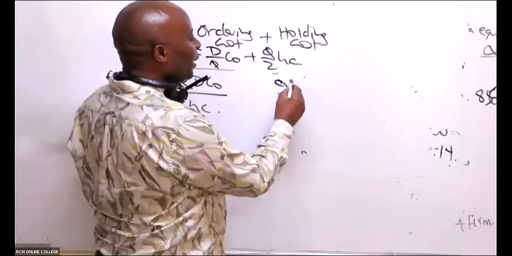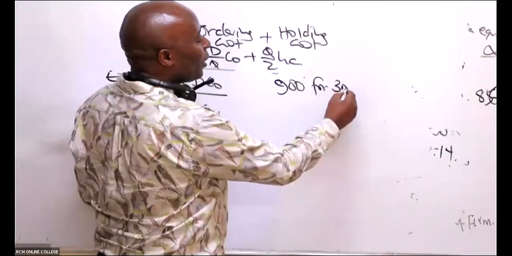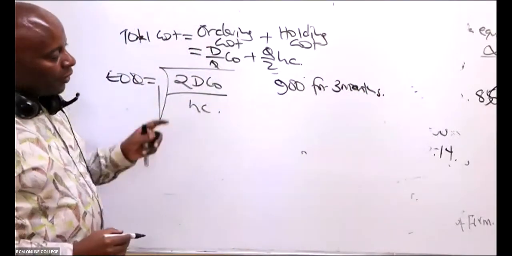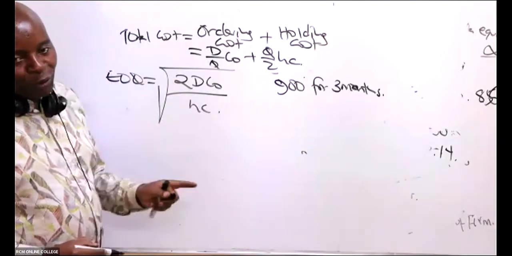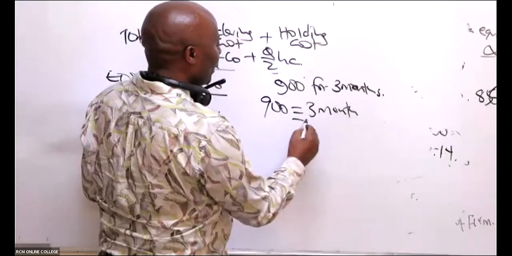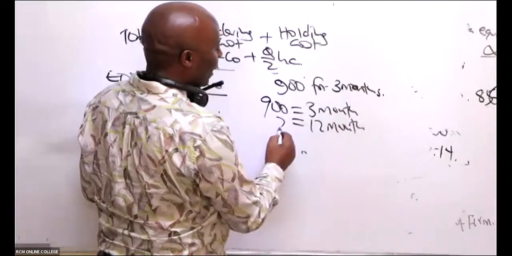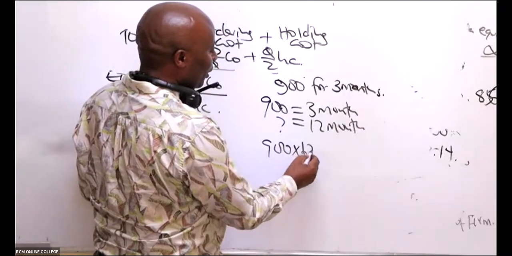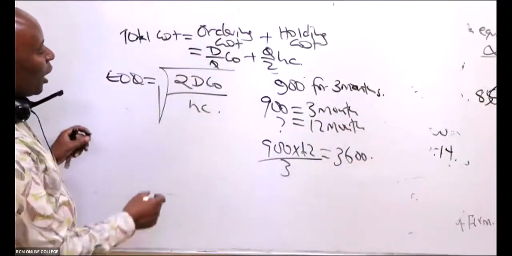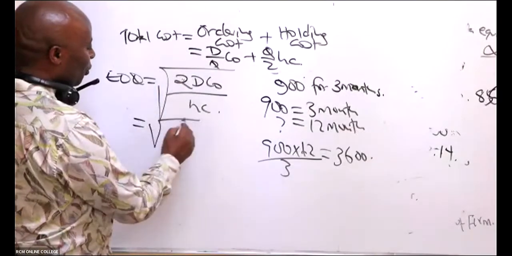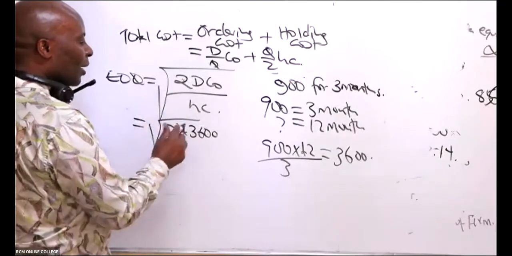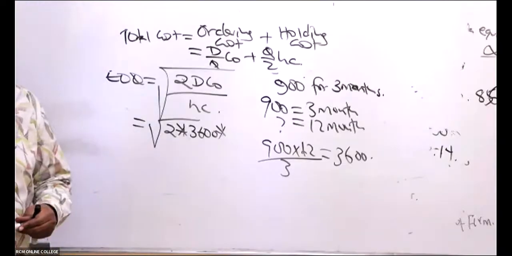They told us that currently they are acquiring 900 units, which are able to serve them for 3 months. So you're saying there that 900 equals 3 months. Then how about 12 months? It'll be 900 times 12 divided by 3. That's how we got 3,600. So then you come and now substitute here. So this one here will be the square root of 2 times annual demand, because remember, D has to be annual demand, times cost per order.